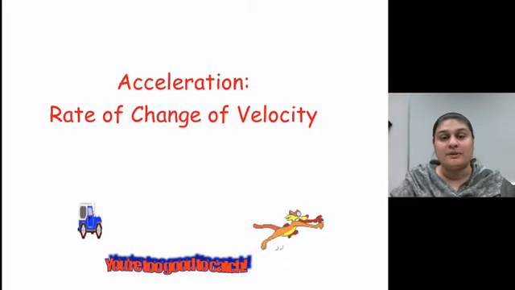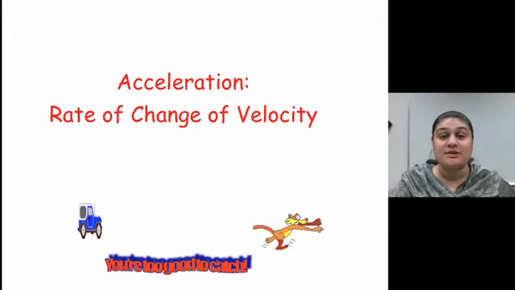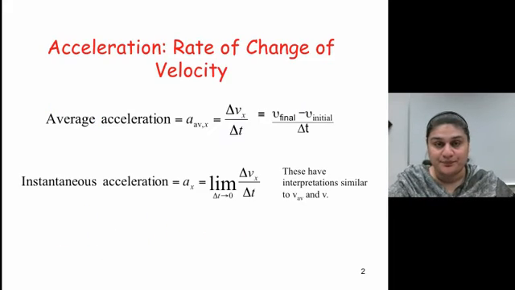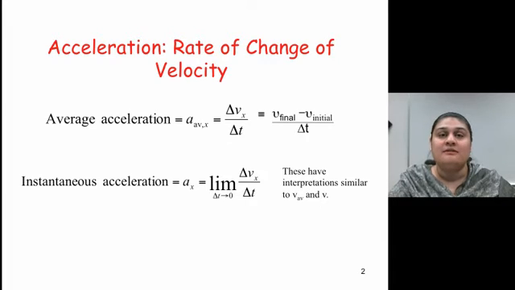So now we are going to talk about acceleration. Acceleration is basically the rate of change of velocity. So average acceleration is defined in terms of velocity as delta v over delta t, which is by definition. So whenever you see these kinds of arrows with a triple sign, that basically means "is by definition." So by definition, average acceleration is defined as v final minus v initial divided by delta t.